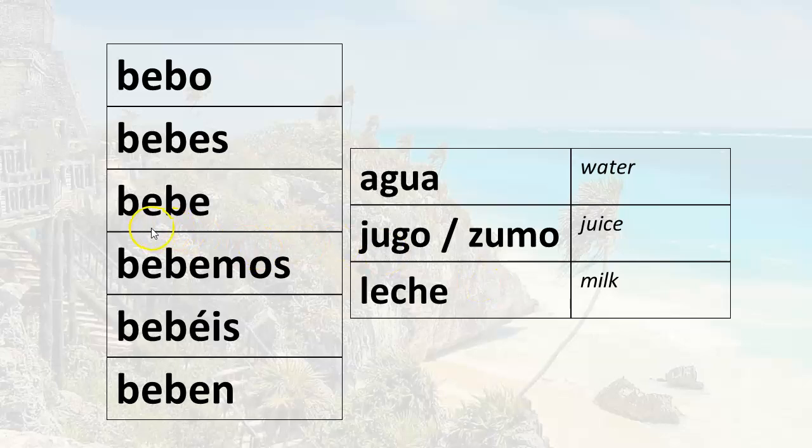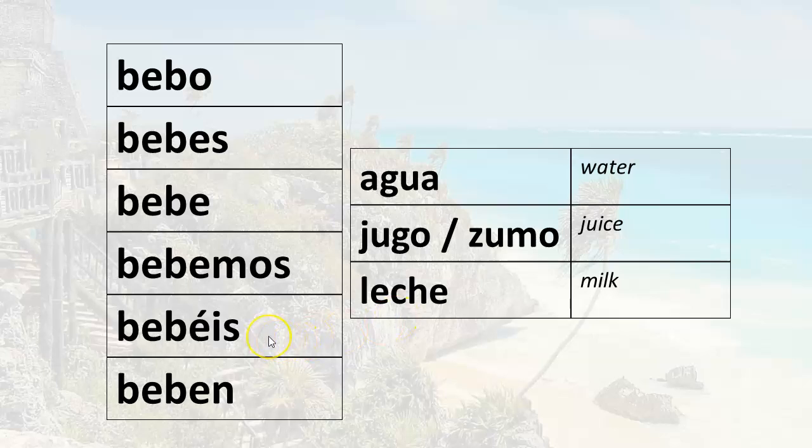She drinks. It's also this form. The subject pronoun is ella, so ella bebe. She drinks water, ella bebe agua. She drinks juice, ella bebe jugo. En España, ella bebe zumo. She drinks milk, ella bebe leche. We drink, bebemos. We drink water, bebemos agua. We drink juice, bebemos jugo o zumo. We drink milk, bebemos leche.